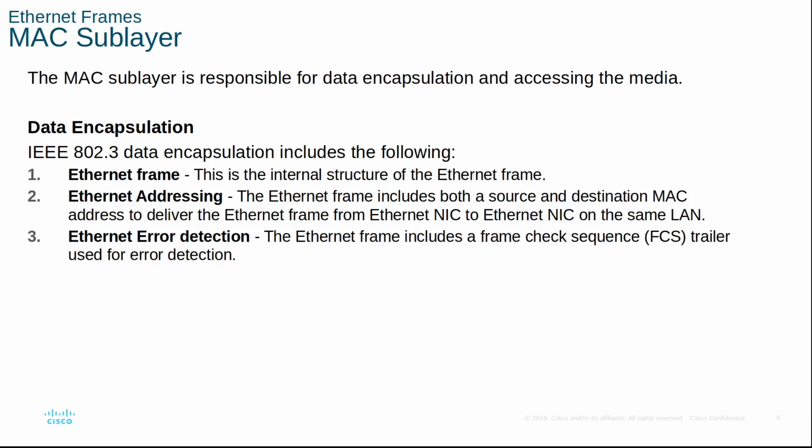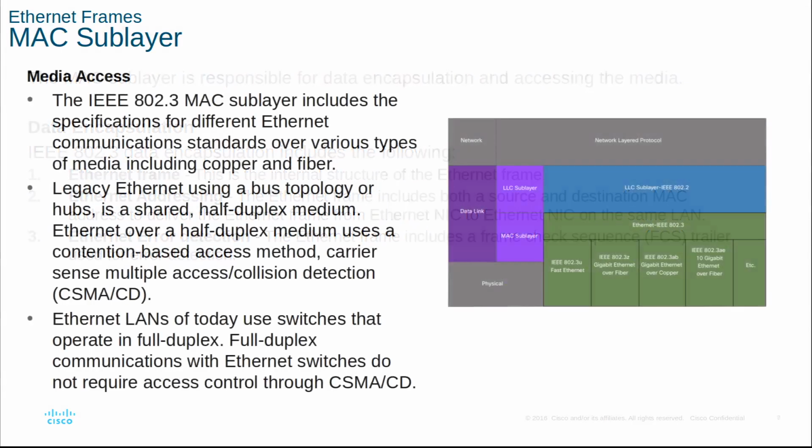And your error detection. So this is a frame check sequence. It goes in the trailer. It's used to check the frame, make sure it hasn't been corrupted, and if it has, appropriate actions will be taken, i.e. it'll be dropped.